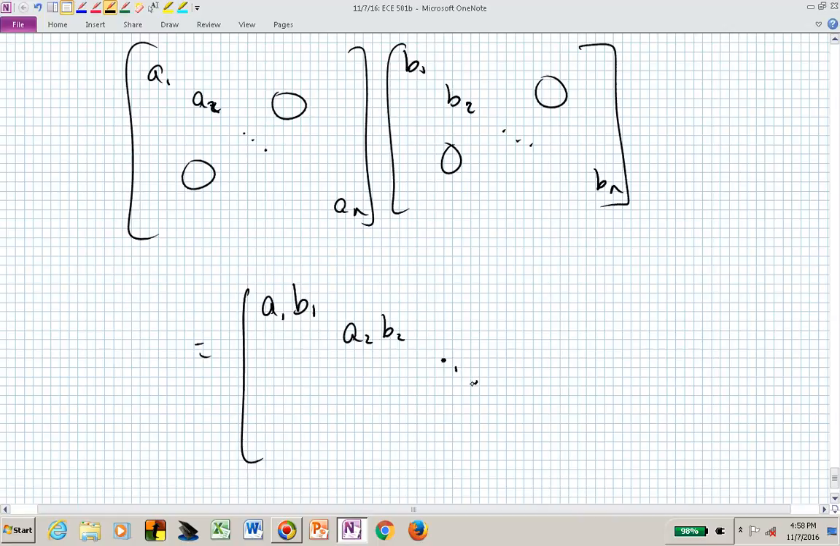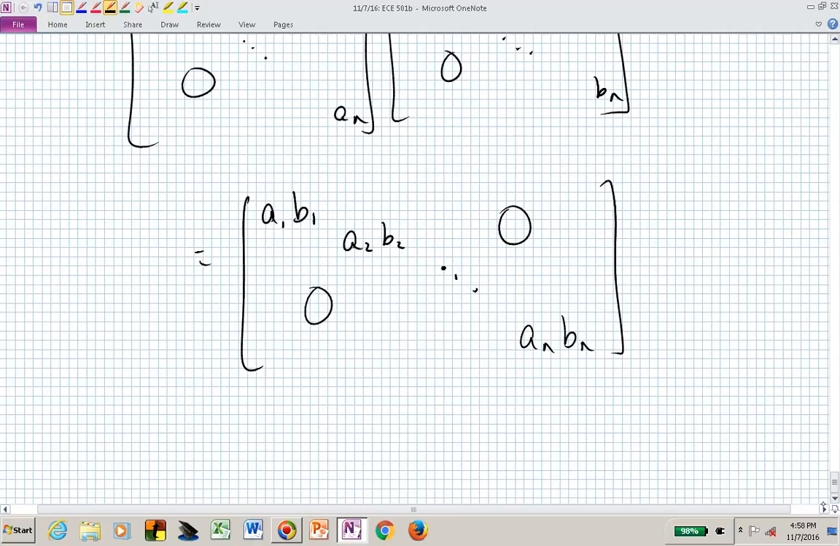Or if you wanted to, you could act on the columns and say, oh, B1 is actually going to scale the first column in the first matrix by B1. Either way, you're going to end up with the only non-zero entries on the diagonal, and those non-zero entries are the product of the original diagonal entries.